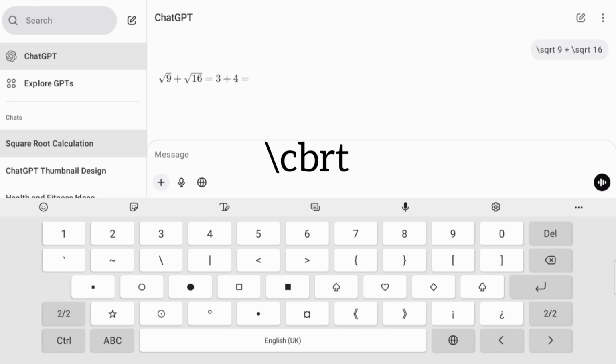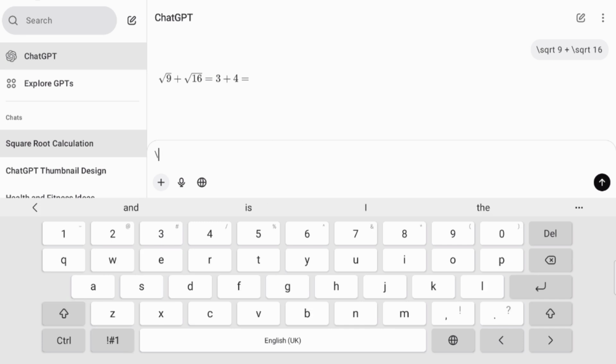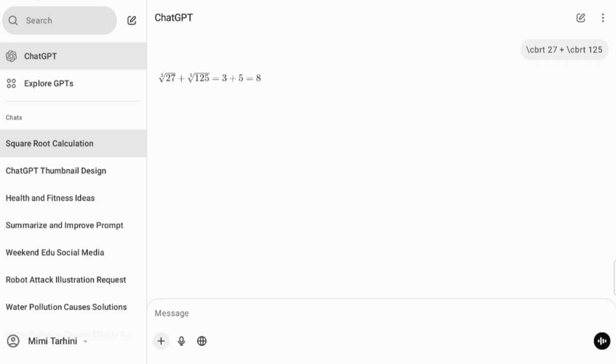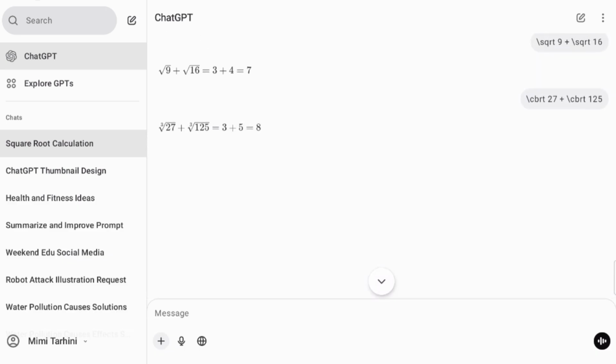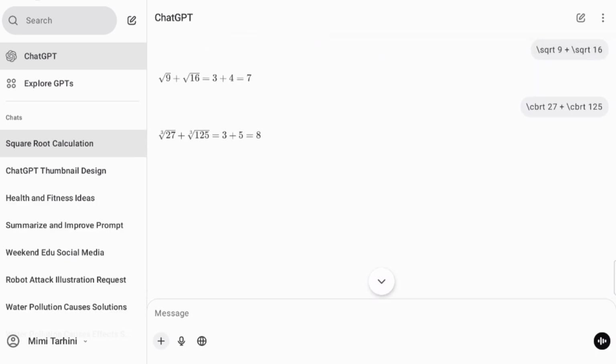Just type in this and write the number, and it goes the same. For example, let's try cubic root of 27 plus cubic root of 125, and let's see. Okay, now ChatGPT didn't forget to write the answer, and it wrote the answer up.